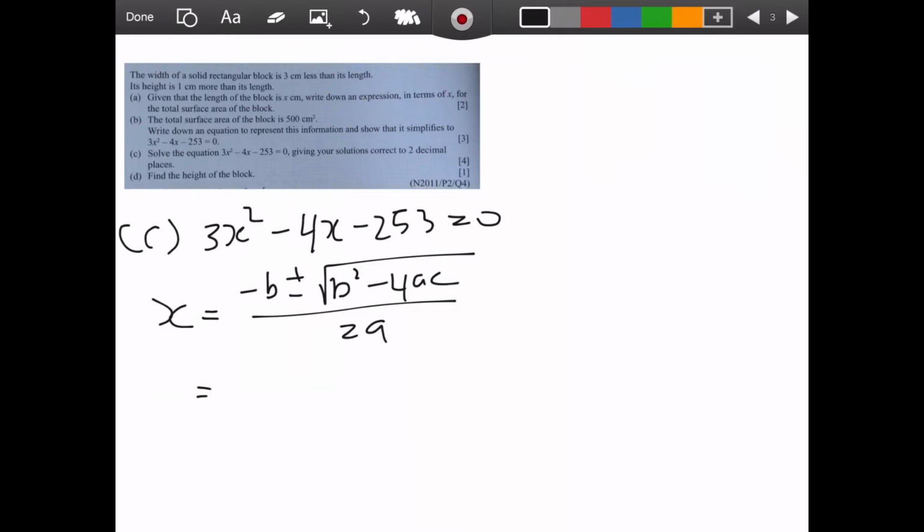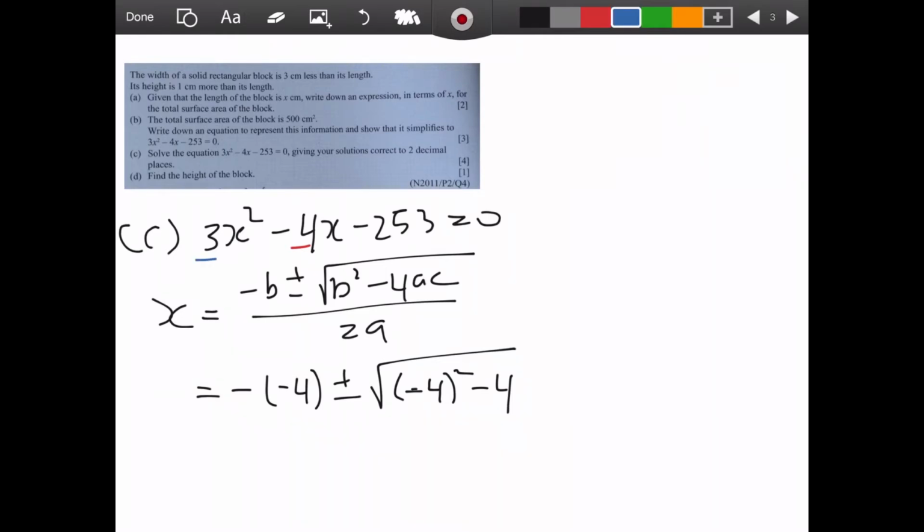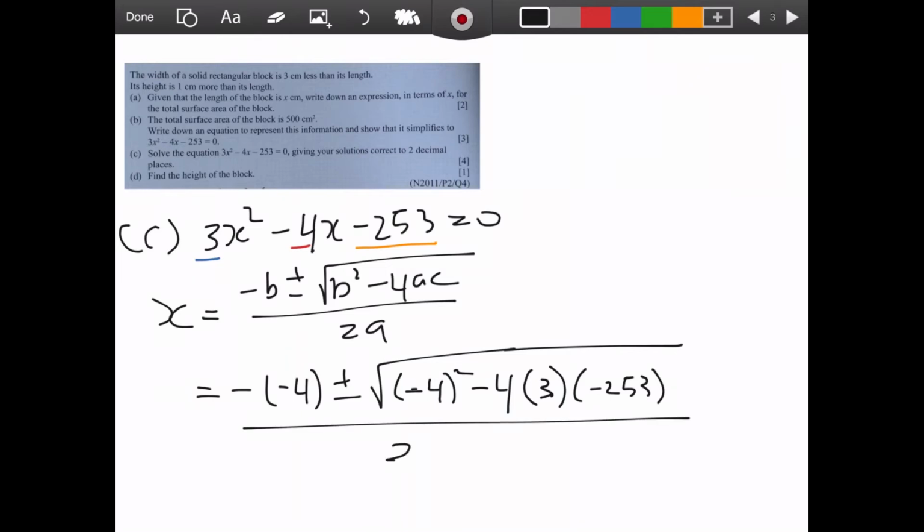Minus b is this, okay? So minus minus 4 plus minus, so b squared, this is minus 4 squared, minus 4, a is over here 3, and c is over here minus 253. Alright, so 4 times a, 3, times c, minus 253. Then you divide by 2a. What is a? a is 3. Okay, and just use your calculator to solve. You get that this part is 6.